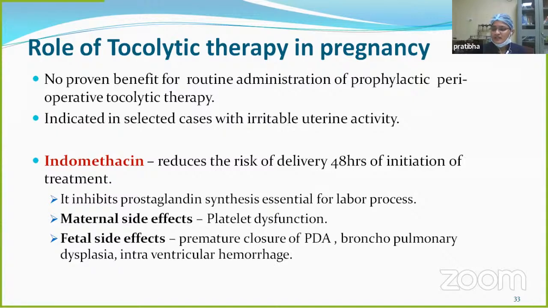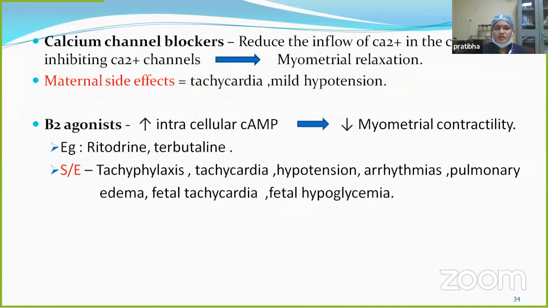Indomethacin causes maternal side effects like platelet dysfunction, and fetal effects like premature closure of the patent ductus arteriosus, bronchopulmonary dysplasia, and intraventricular hemorrhage. Other tocolytics are calcium channel blockers, which reduce the inflow of calcium in the cell, thereby inhibiting the calcium channels, decreasing myometrial contraction and causing uterine relaxation.